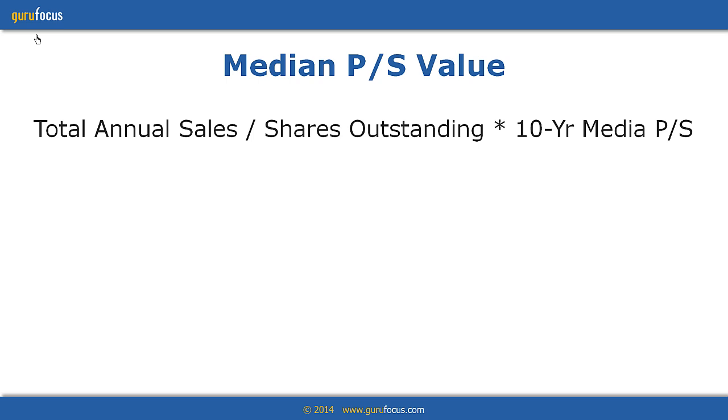So here's a simpler one for you guys. And this is, again, more for your blue chip, more mature, more stable companies that have been around for a while. We're talking Dow Chemicals and IBMs and Procter and Gamble's and Kraft Foods, if they still existed, and these types of companies. So all it does is look at the total annual sales, or total money in the door, divided by the shares outstanding times the 10-year median price to sales.